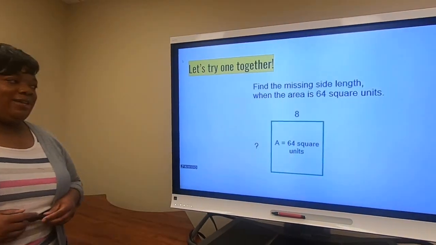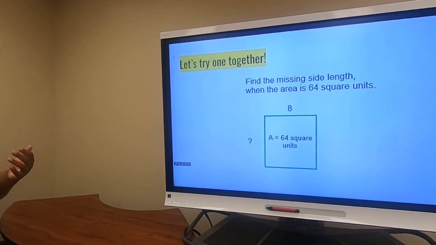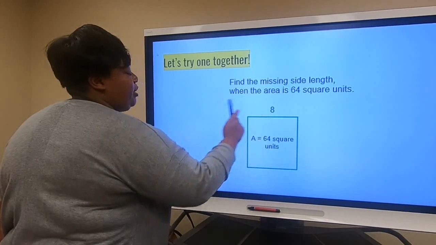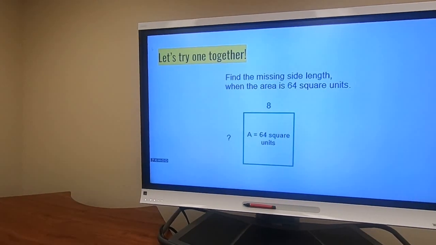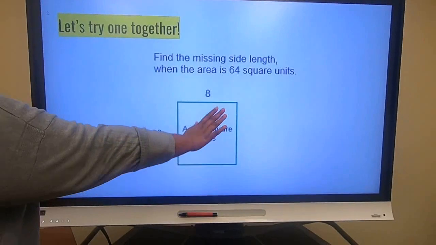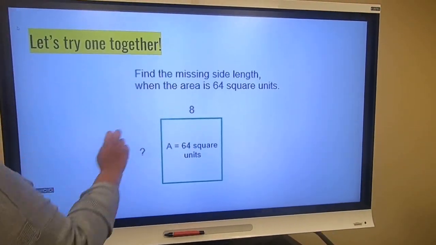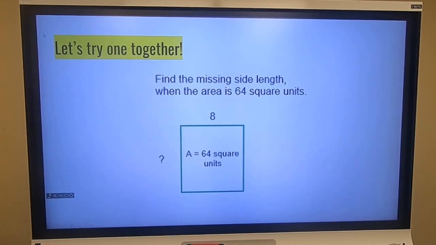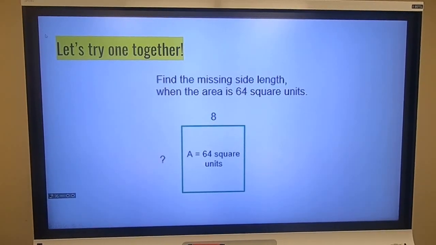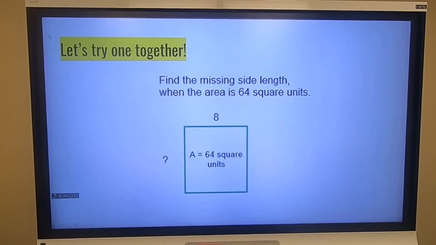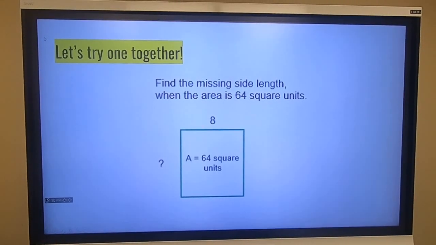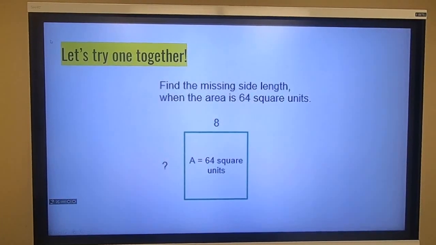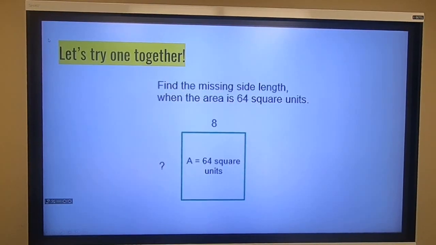Let's try one together, okay, guys? Now, we can see that our area is 64 square units, okay? My side length is 8, my known side is 8 units, and I have an unknown side. So I already know that to find area, I have to do what? Multiply. So that would mean I have 8 times my unknown equals 64, guys. So how can I undo that multiplication?